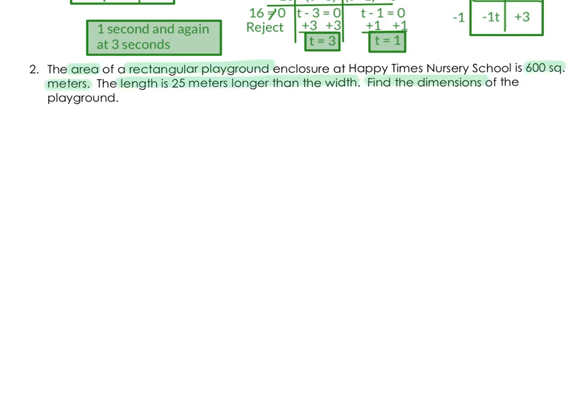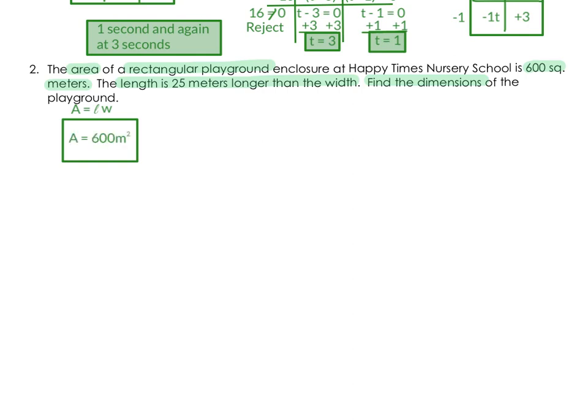So I know I'm talking about area of a rectangular playground, 600 square meters. The length is 25 meters longer than the width, and I need to find the dimensions. So I'm going to start by drawing a picture to represent the rectangular playground. Then I know I'm talking about area, so I'm going to write the formula for area. So my area equals length times the width. So I know that the area is 600 meters squared. So I just like to put that inside of the box.